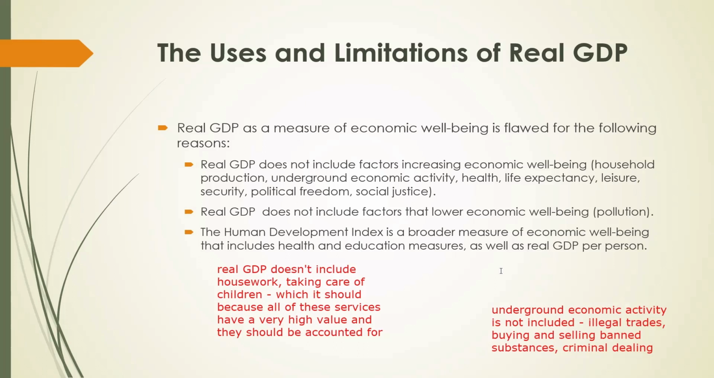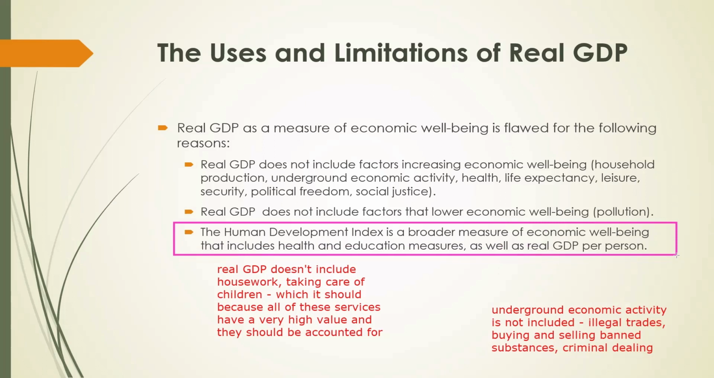And then real GDP does not include factors that lower economic well-being, like pollution. It should include that because it would lower real GDP, because there are a lot of bad health outcomes with that. People can get asthma and a lot of other respiratory issues from pollution. So the Human Development Index is a better measure of economic well-being. The UN uses the Human Development Index, and it would be a good way to see how our economy is doing.